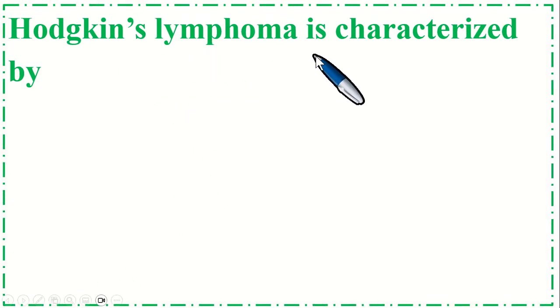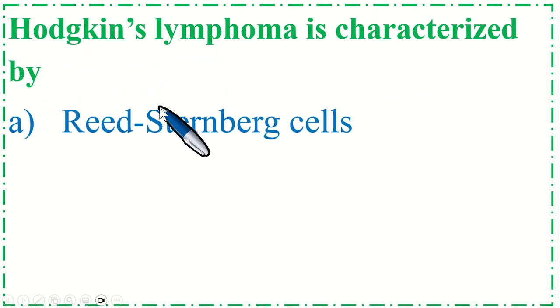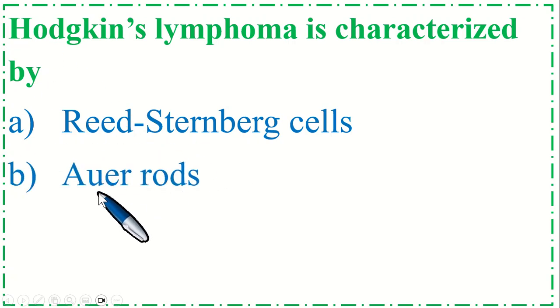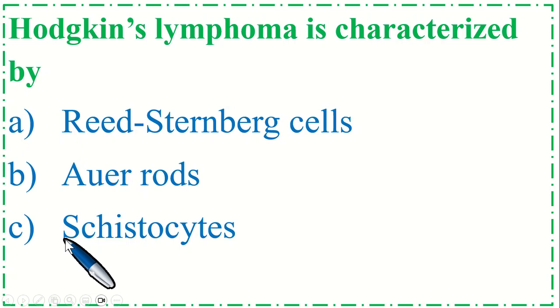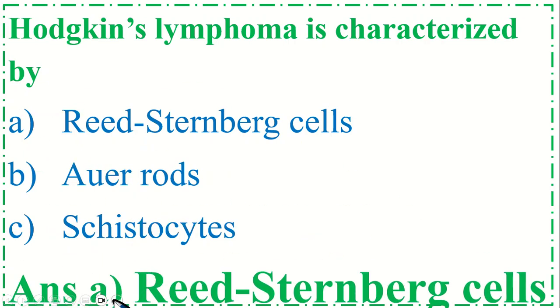Hodgkin's lymphoma is characterized by option A, Reed-Sternberg cell. B, Auer rods. Option C, schistocytes. So the correct option is A, Reed-Sternberg cell.